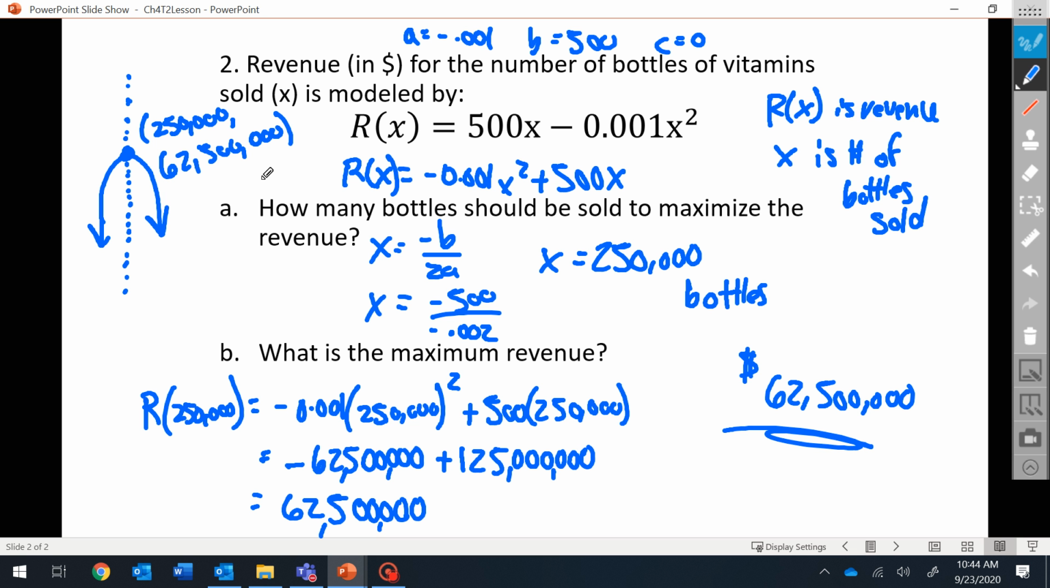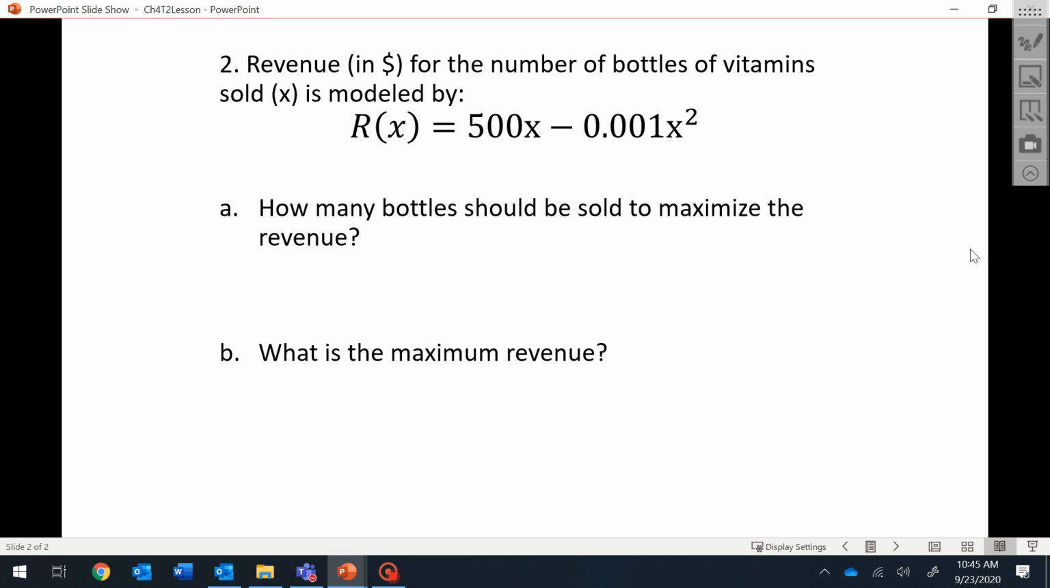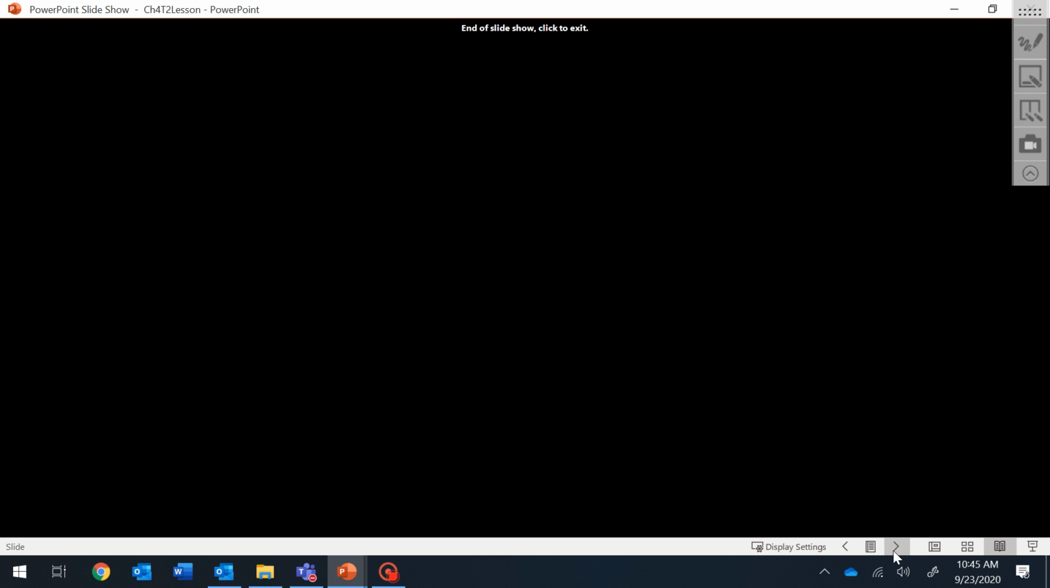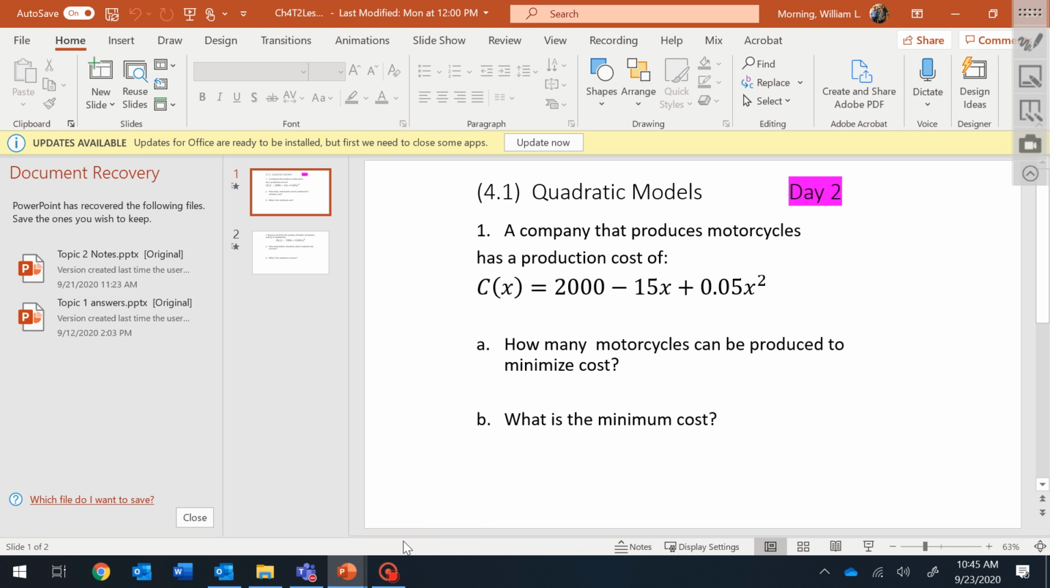Any more than 250,000, my revenue starts to go down again. Any less than 250,000, my revenue goes down again. So that's my max revenue. It's the y-coordinate of the vertex. And that is the basics of modeling using quadratics.